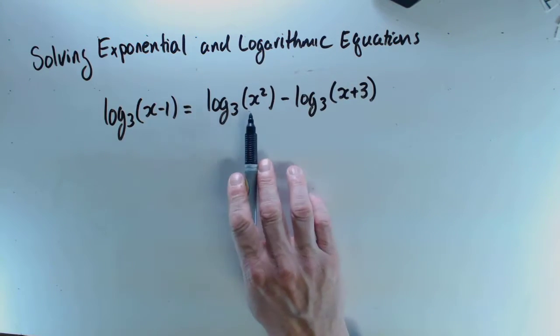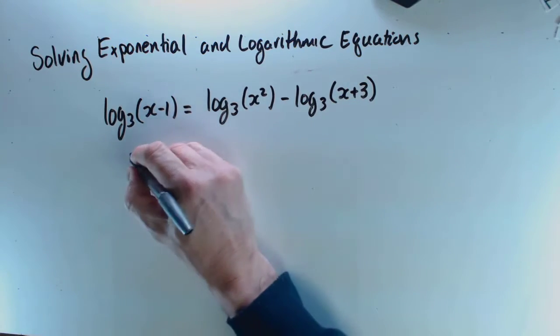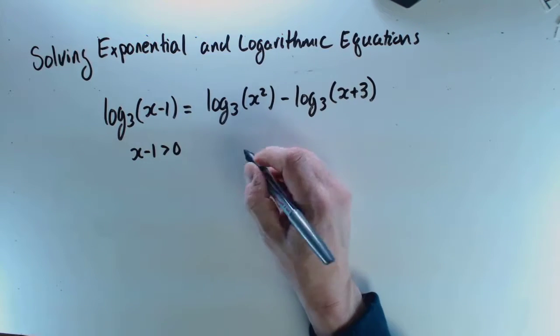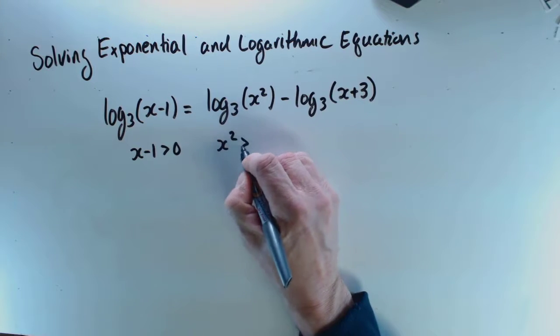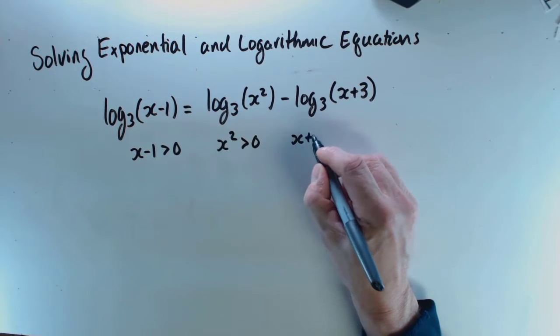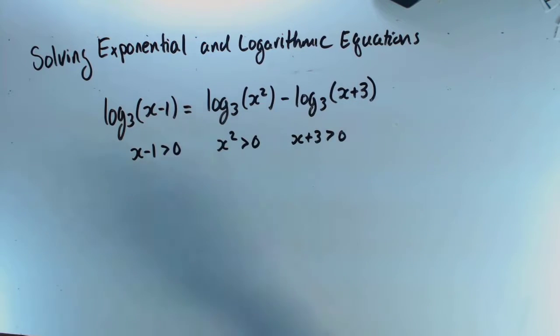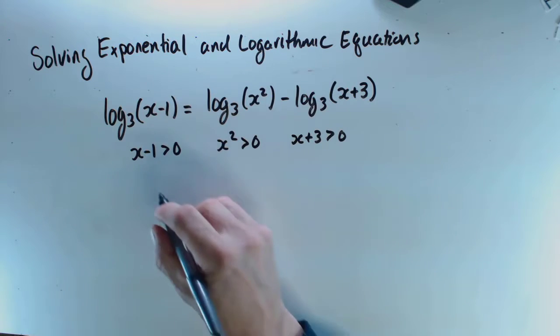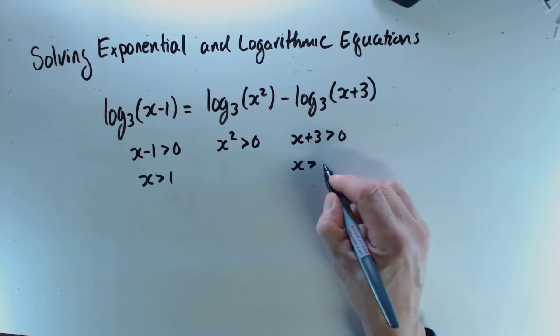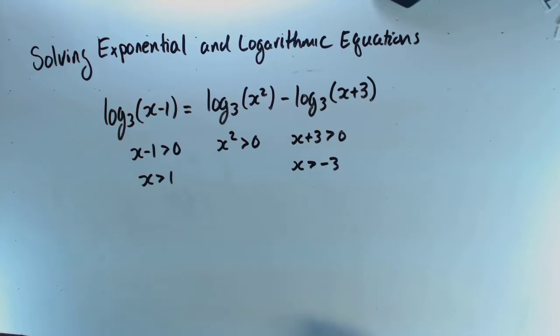Now one thing that has to be true is that x minus 1 has to be greater than 0 because I can't take the log of anything that's negative. X squared has to be greater than 0, and that's no big deal. X squared is always bigger than 0. And x plus 3 also has to be greater than 0. And so I can see that x has to be greater than 1. It also has to be greater than negative 3, but if it's greater than 1, then it's already greater than negative 3.